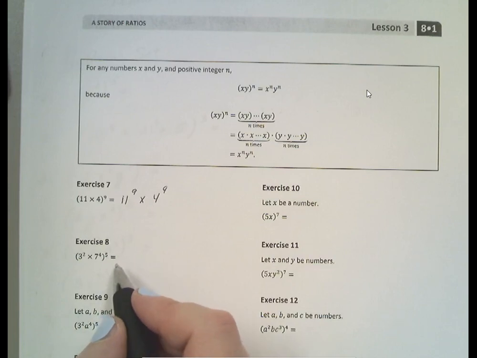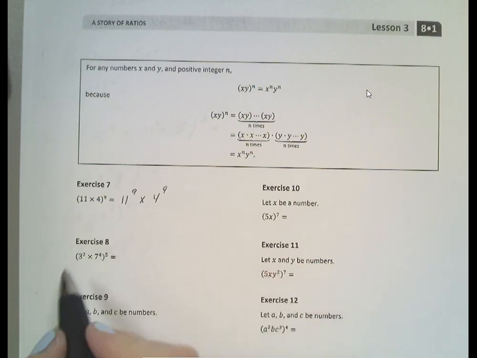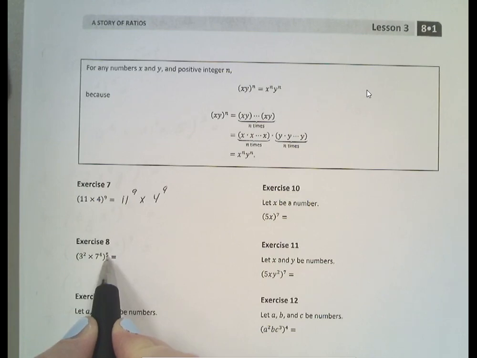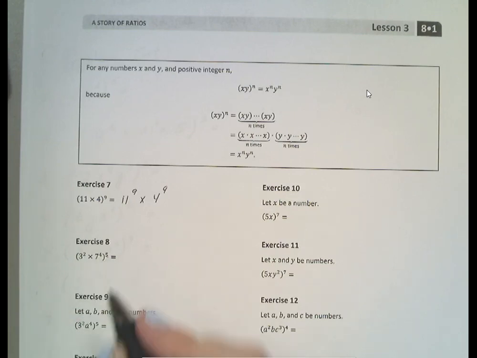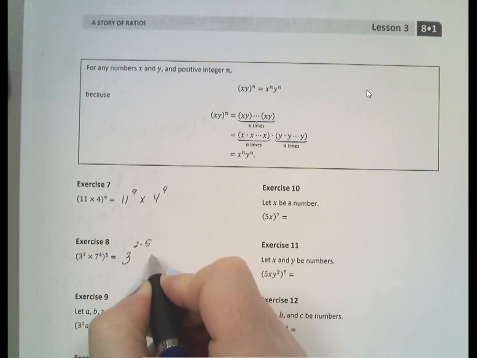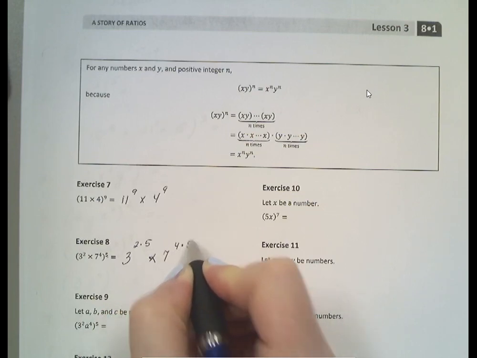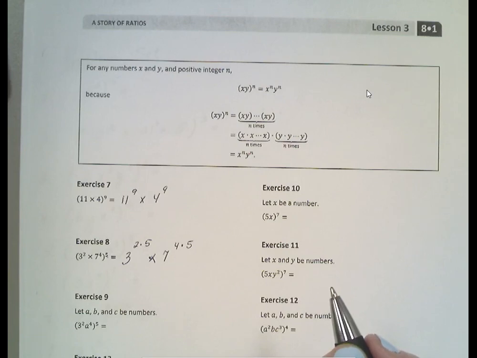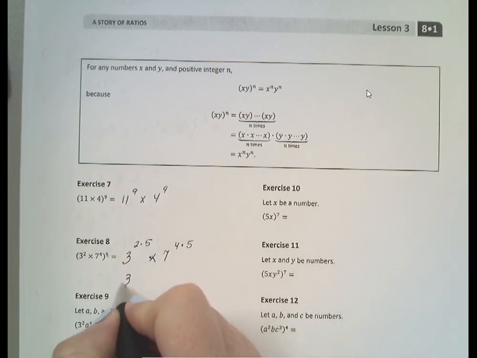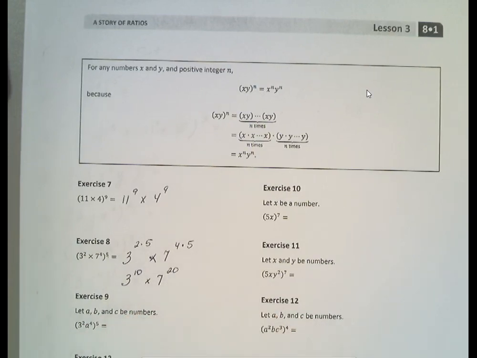Exercise 8, I have 3 to the second times 7 to the fourth, raised to the fifth power. Because this is a power raised to a power, we will have to multiply the exponents. So you will get 3 to the second times 5 multiplied by 7 to the fourth times 5. Okay, so that will be 3 to the 10th times 7 to the 20th. Okay, I hope this makes sense.